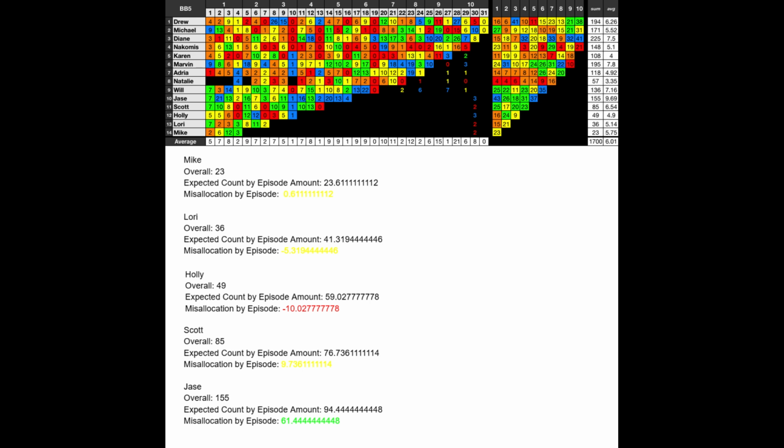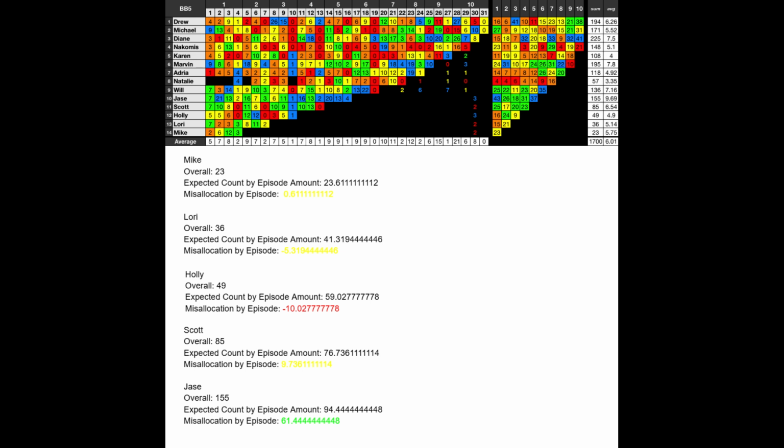Scott has an overall diary room count of 85, and his expected count by episode amount is 76.73, meaning that his misallocation by episode amount is 9.7, meaning he was borderline on being over edited, but he's still in that nice balancing act.